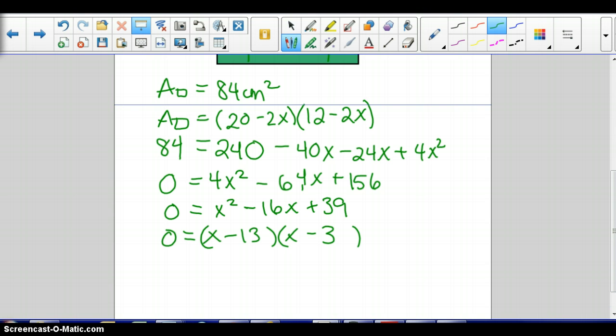And we can solve each of these for 0. So I have x minus 13 equals 0. And I also have x minus 3 equals 0. And to solve for x, I get x equals 13 and x equals 3. So I solved and got two values for x, but we only can use one.